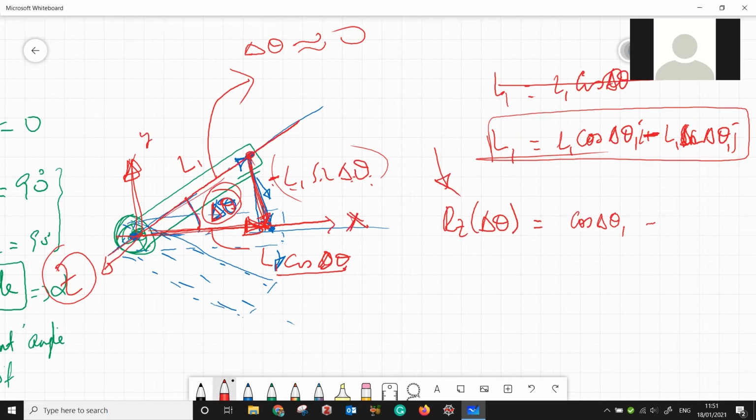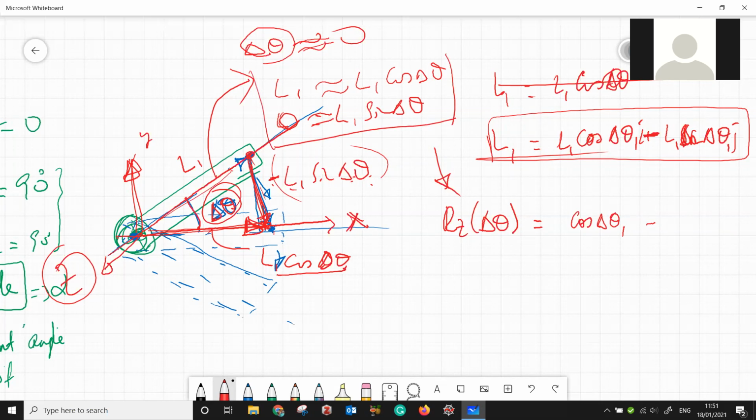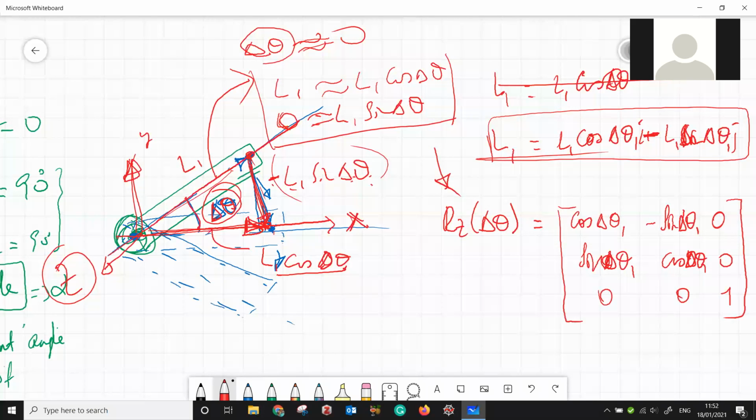But this is true when delta theta approaches 0. Otherwise, you could ask me how this long length can be decomposed to something like that. But if delta theta approaches 0, we assume L1 is more or less equal to L1 cos delta theta, and L1 is approximately L1 sin delta theta. This is an assumption actually. So now this could be rewritten as cos delta theta 1, sin delta theta 1, 0, sin delta theta 1, cos delta theta 1, 0, and along z axis it is only a unit vector. So this is a rotation about z axis.